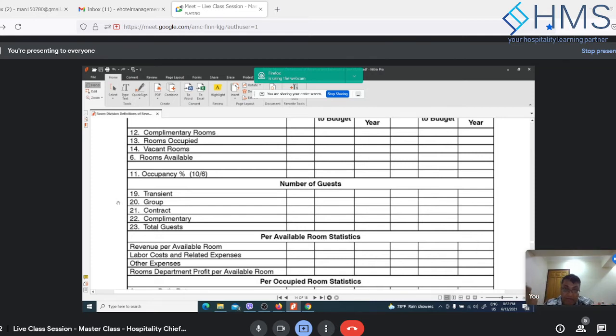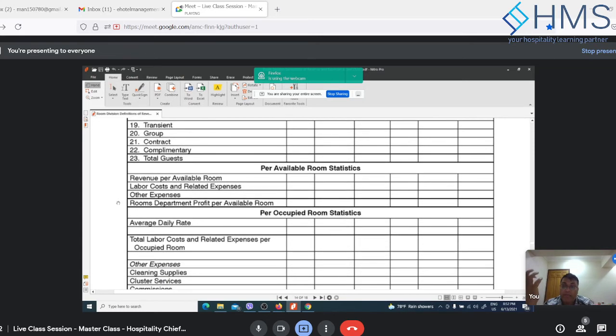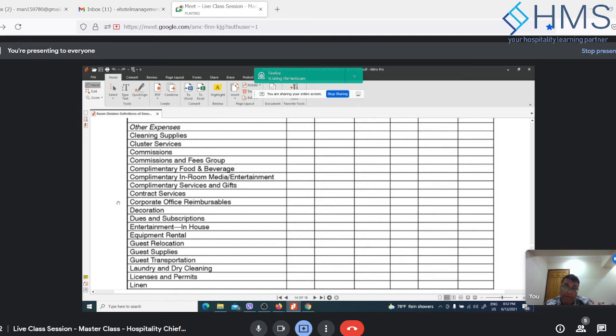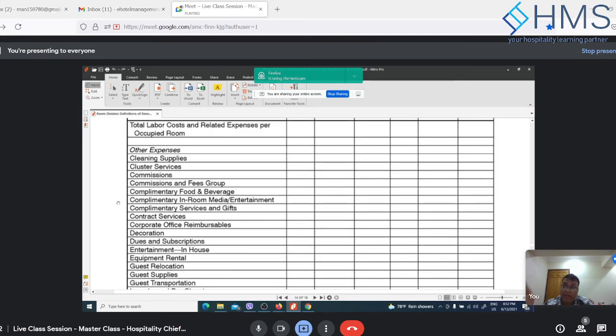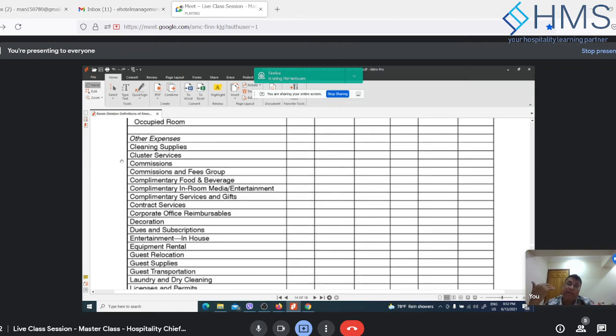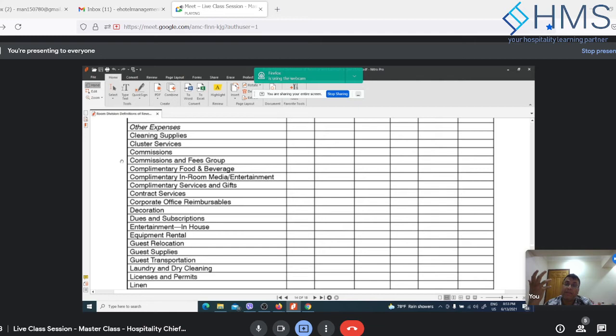Then you have your per available room statistics. Usually per available room statistics are part of your P&L immediately. So the P&L can be of two pages. One is the absolute numbers, and then another one which is per occupied rooms. This per occupied rooms is an important metric to understand whether certain expenses are fixed or not fixed. There's no clear definition of which expenses are fixed or variable, because it may depend on how the hotel's expenses are structured.